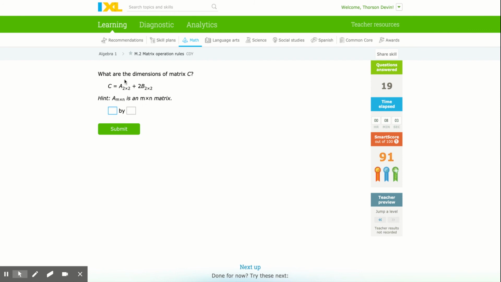Okay, now what they're going to do is show you some dimensions. Just realize that down here, this is a dimension. It's a 2 by 2. This is a 2 by 2. Multiplying by a scalar doesn't change it, so we can absolutely add those together, and it's going to be a 2 by 2.